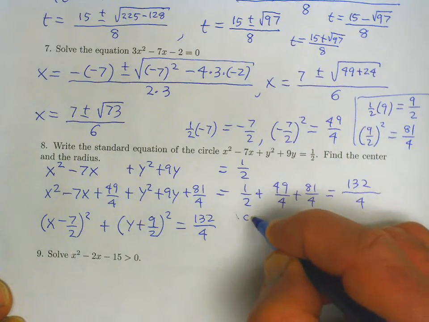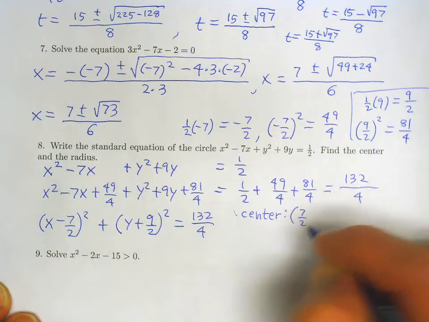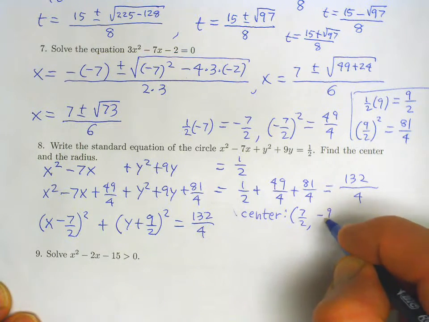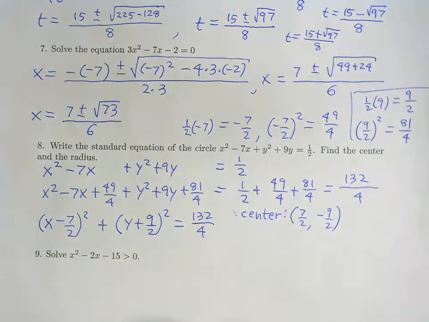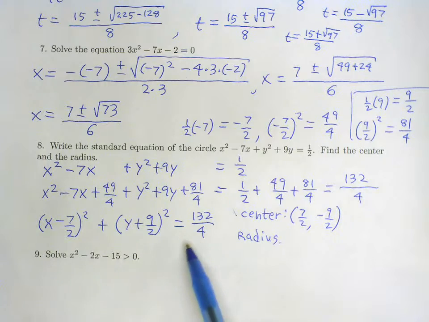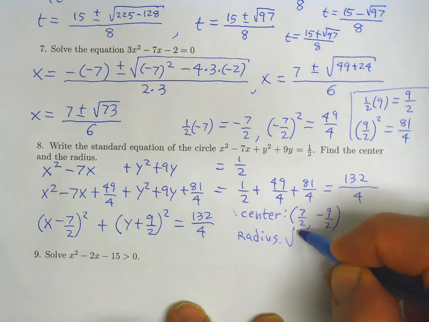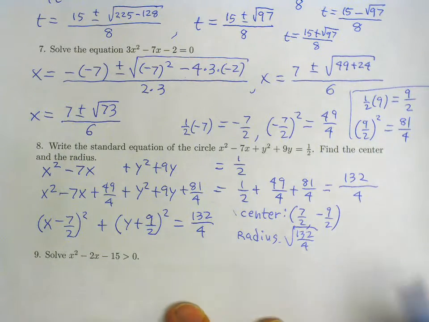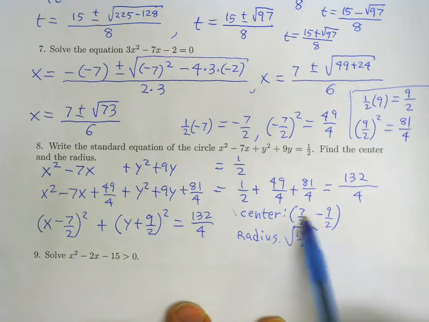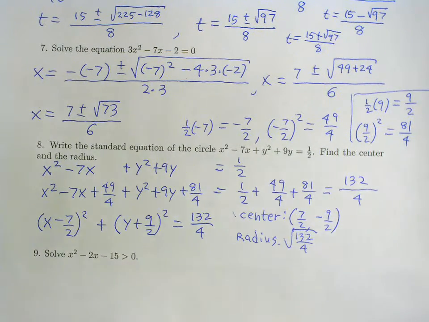Okay, so the center is the ordered pair positive 7/2 for x and negative 9/2 for y. And the radius is the square root of 132/4. I'll leave that for you to simplify. That should be something you can do. Square root of 132/4.